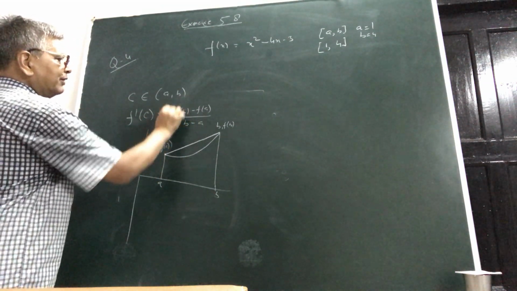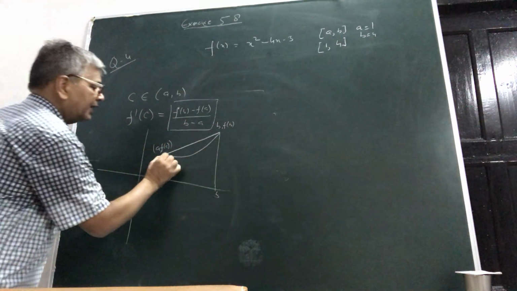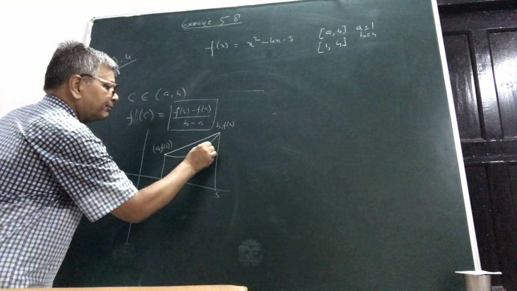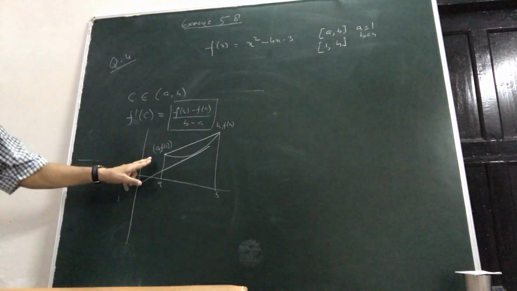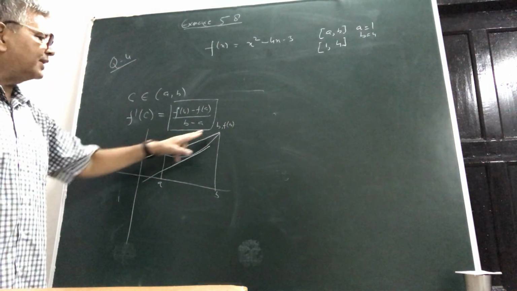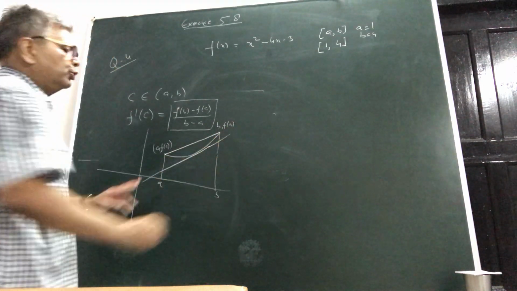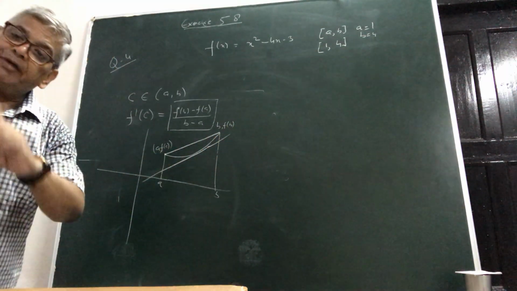Looking at the geometrical interpretation, it simply says that on this graph there will be a point c where the tangent will be parallel to the line joining the extreme two points. At least one point will exist. There could be many more, depending upon the nature of the curve, but at least one point will certainly exist.